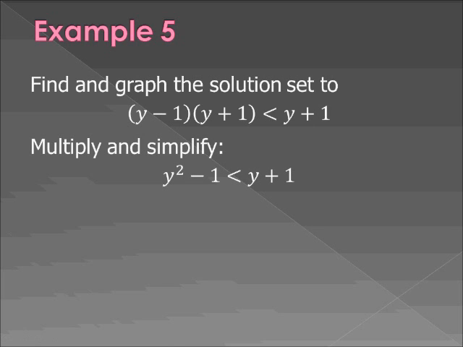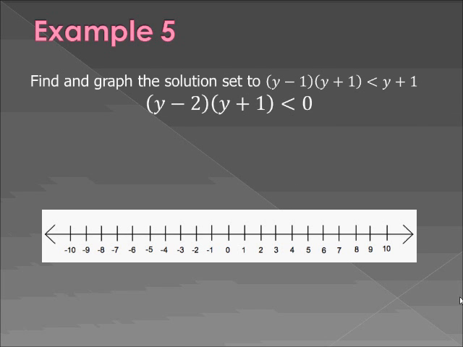So we have y squared minus 1 is less than y plus 1. Remember the next step. Move everything over to one side. So I'm moving the y plus 1 to the left. So you end up with y squared minus y minus 2 is less than 0. Alright, finally you're going to factor that. So that factors nicely into y minus 2 times y plus 1 is less than 0. Alright, so let's do my way because I like my way.